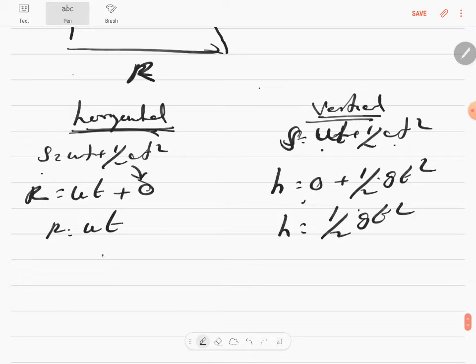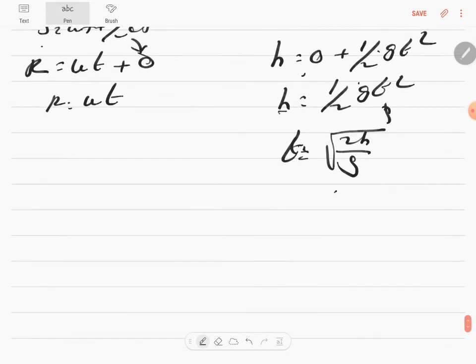You know from the first equation t is equal to r by u. Therefore t is equal to root of 2h by g. Take 2h by g, a root of, will give you time. This is time of flight. Time of fall will be t is equal to root of 2h by g.